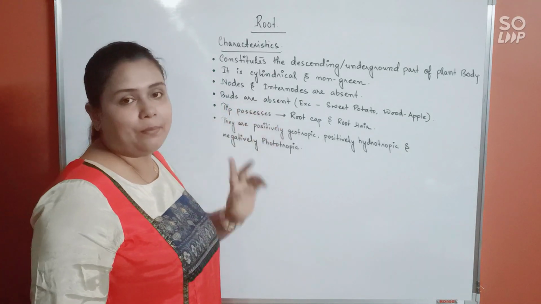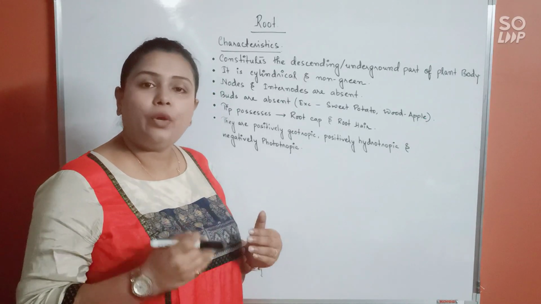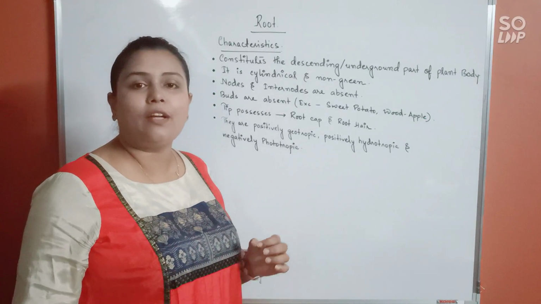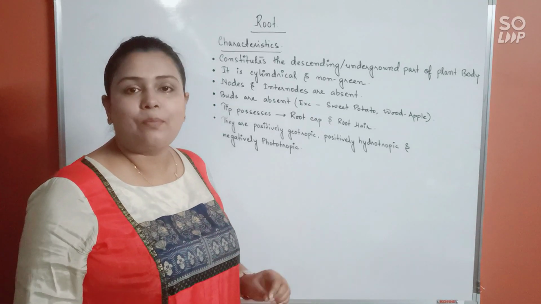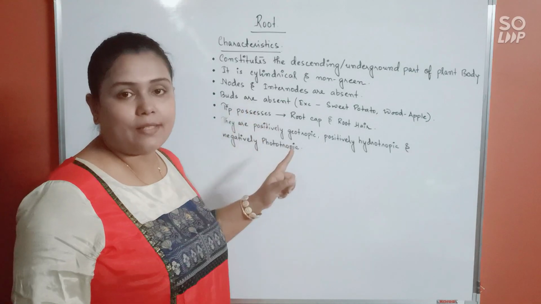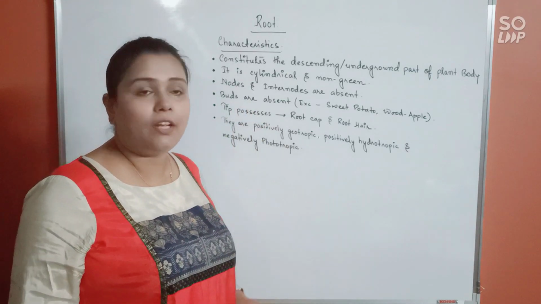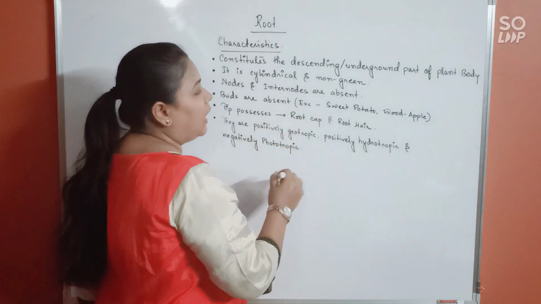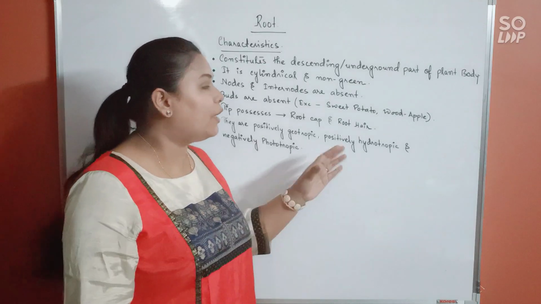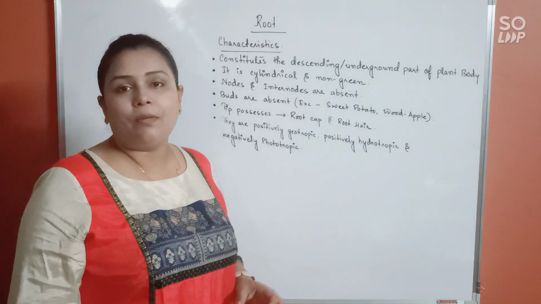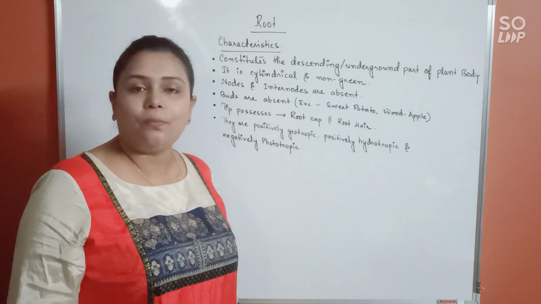Buds are also absent. Buds, which are the immature shoots that will later germinate giving rise to branches or else flowers, would also be absent in the roots. But yes, there are exceptions. In biology, you find exceptions in every field. Here the exceptions are sweet potato and wood apple. They possess adventitious buds by which they can give rise to new plants.